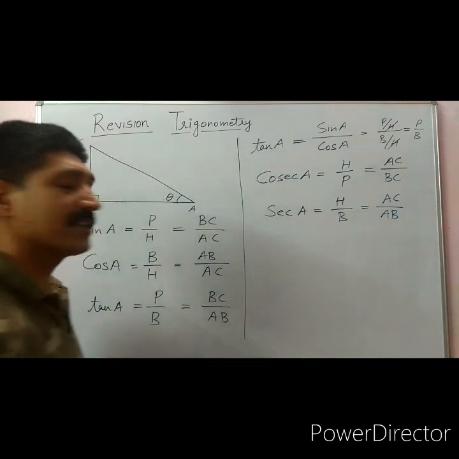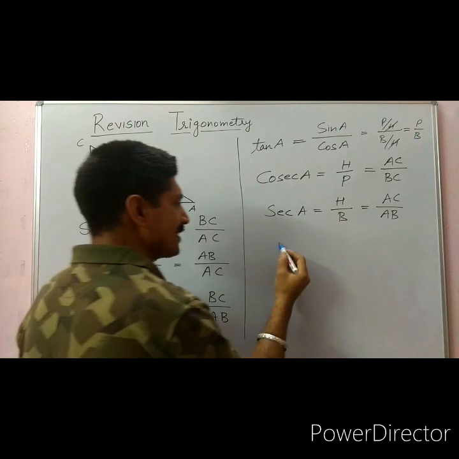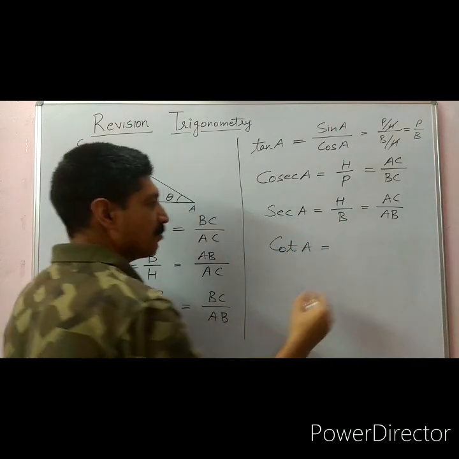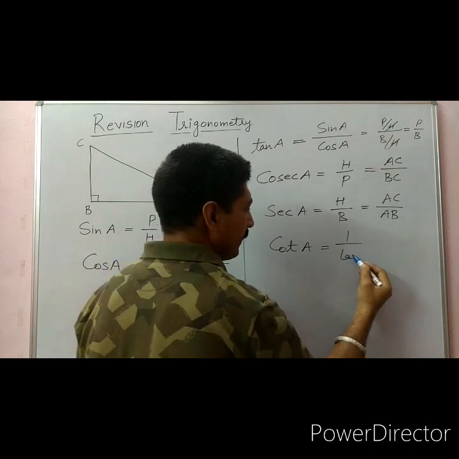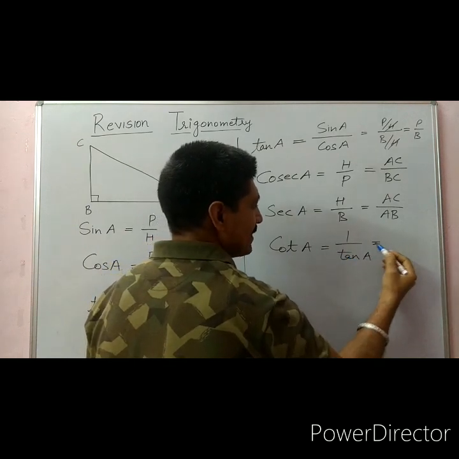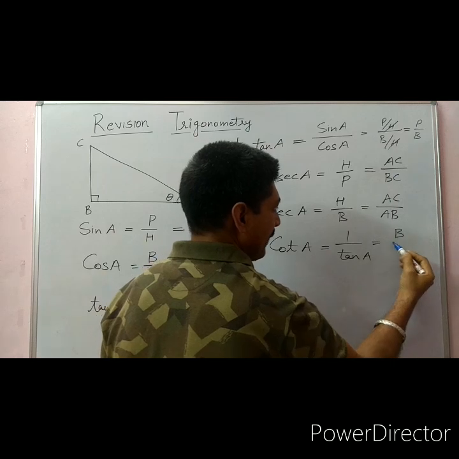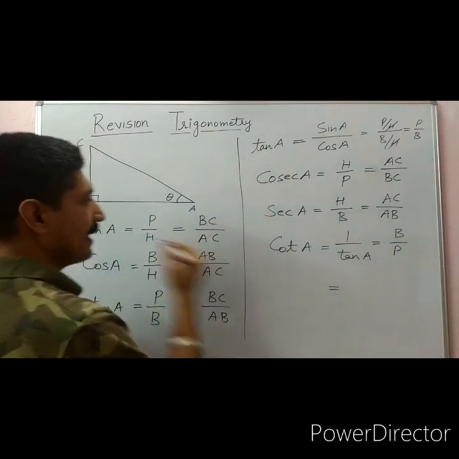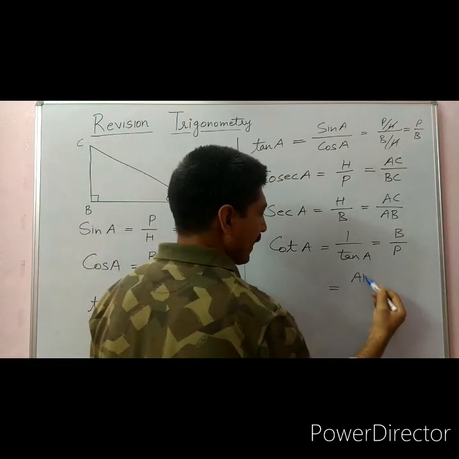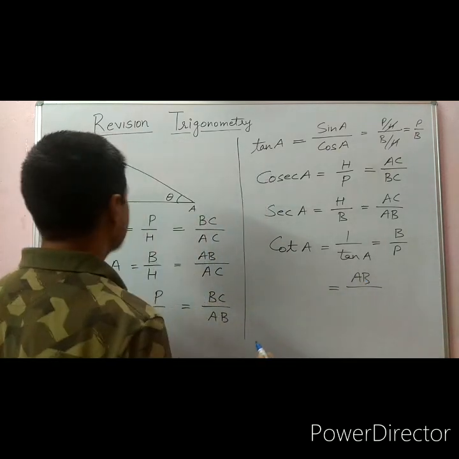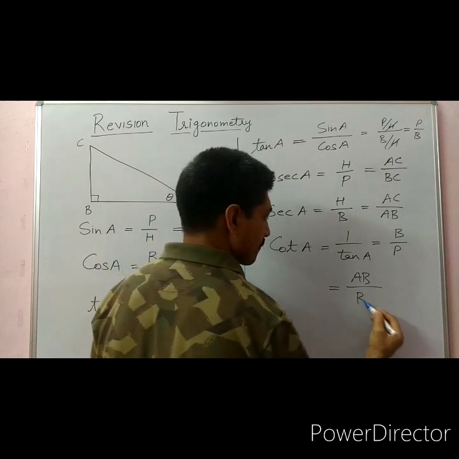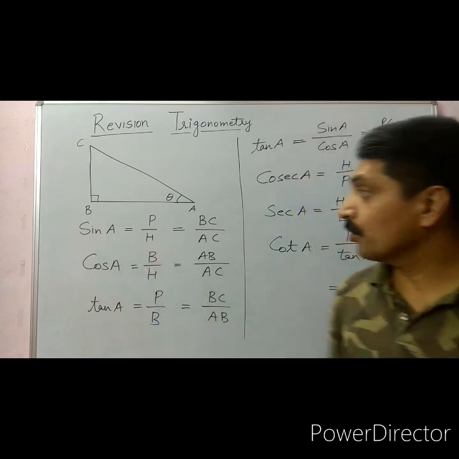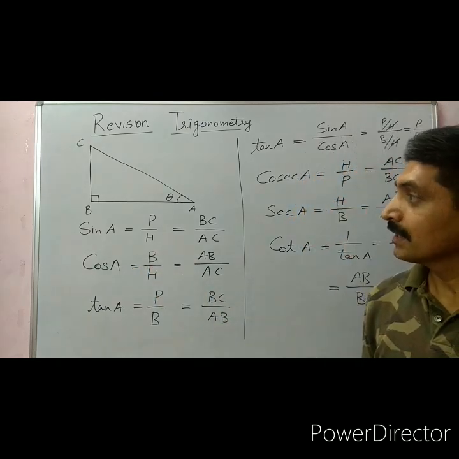And the last, sixth trigonometric ratio, that is cotangent of A, the reciprocal of tangent of A, that is base upon perpendicular. Which is equal to, base here is AB and the perpendicular here is BC. So these are the 6 trigonometric ratios.